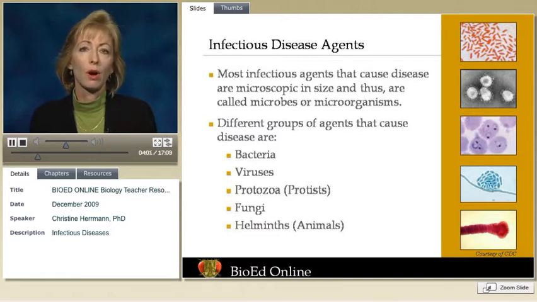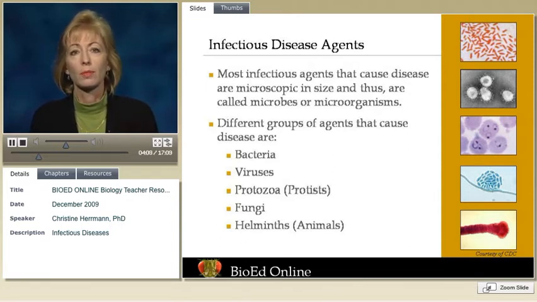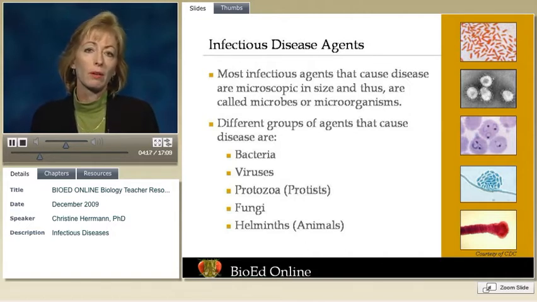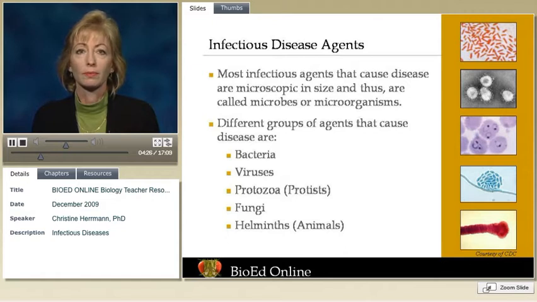Most disease-causing organisms or pathogens are microscopic in size. Because of their small size, they are referred to as microbes or microorganisms. The study of these organisms is called microbiology, and the scientists who study them are called microbiologists. Not all microbes cause disease, however, and many, such as bacteria living in our digestive tracts, are beneficial and even essential to us.